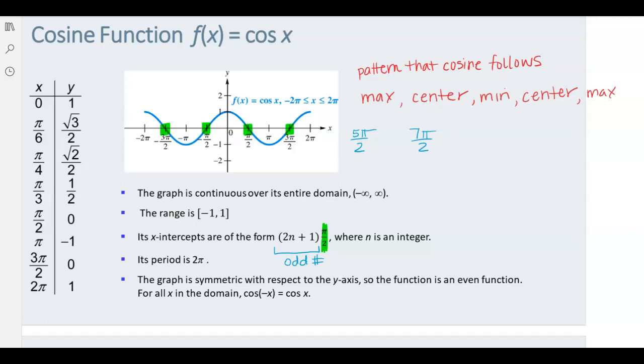So let's see what happens. If I plug in n equals 0, then 2n plus 1 is going to be 1. And if n equals 1, 2n plus 1 is going to be 3, and so on. And I'll get 5 and 7. I can also plug in negative numbers. What if n is -1? Then I'm going to get -2 plus 1, that'll be -1, right? So this is just a way that we denote odd numbers.